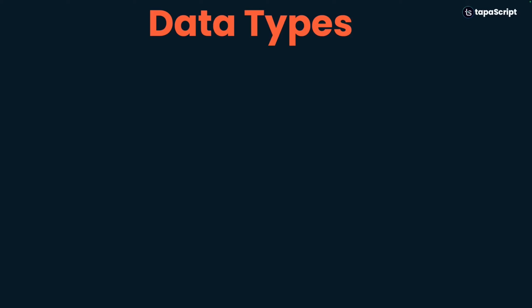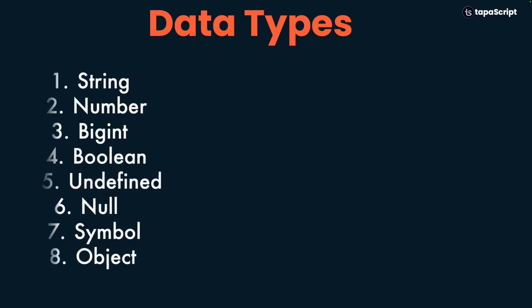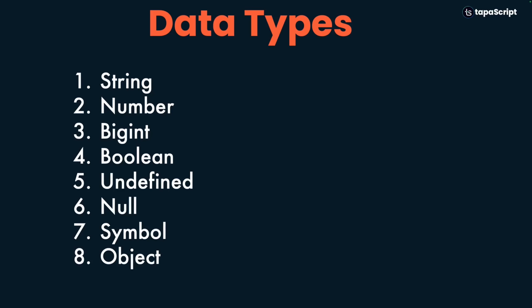I believe in understanding fundamental programming concepts before syntaxes. That's the reason we'll get started with understanding data types, very core fundamental things in JavaScript. So what are the basic JavaScript data types? The JavaScript data types are 8 in number. They are string, number, big int, boolean, undefined, null, symbol, and object.